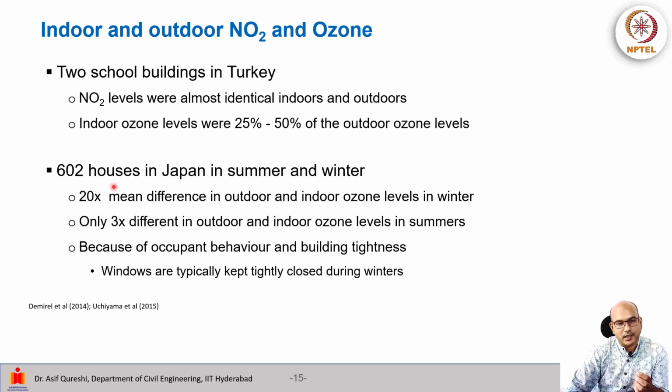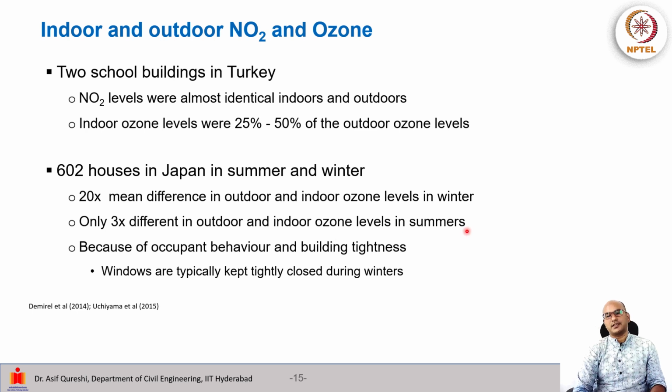In another study, about 600 houses were studied in Japan in summer and in winter. There was a 20 times difference in outdoor and indoor ozone in winter, because the building was sealed. In winters, you will generally try to seal the building, make sure there is no cool air coming, you make sure that the building is more airtight. And there we see the 20 times difference between outdoor and indoor levels.